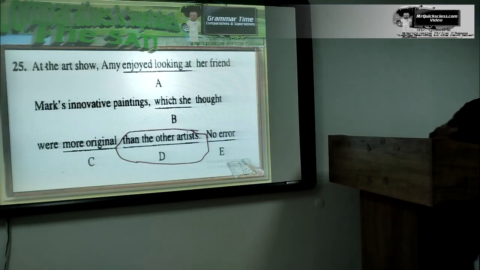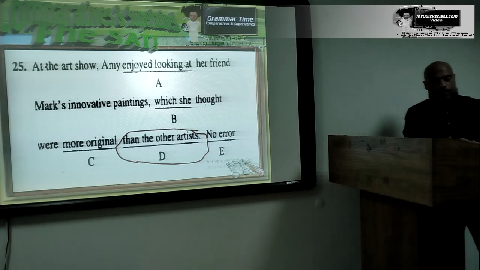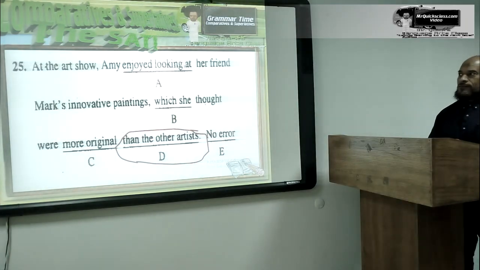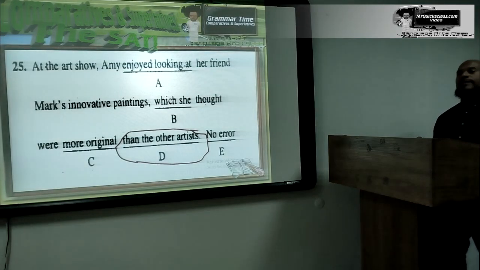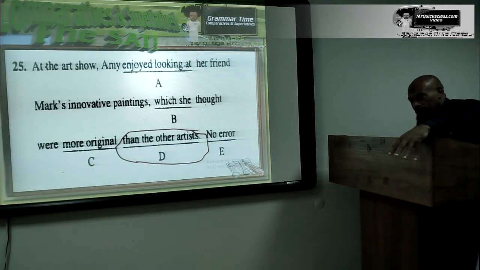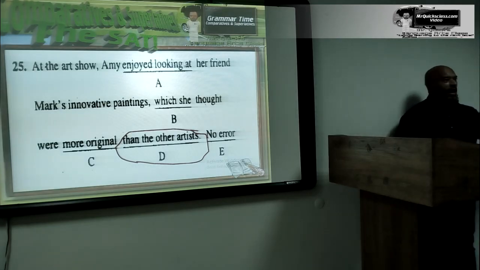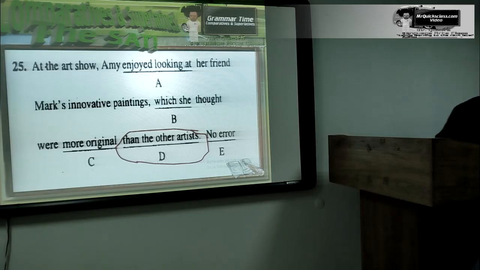Here we go. We've got another comparison. We are not comparing things that can be compared, if you notice. What's supposed to be compared in this sentence? Right. The paintings of the artist, not the artist. You can't compare a human to a painting. That's not a fair comparison, and not one we can logically make in a sentence. Do we see that?